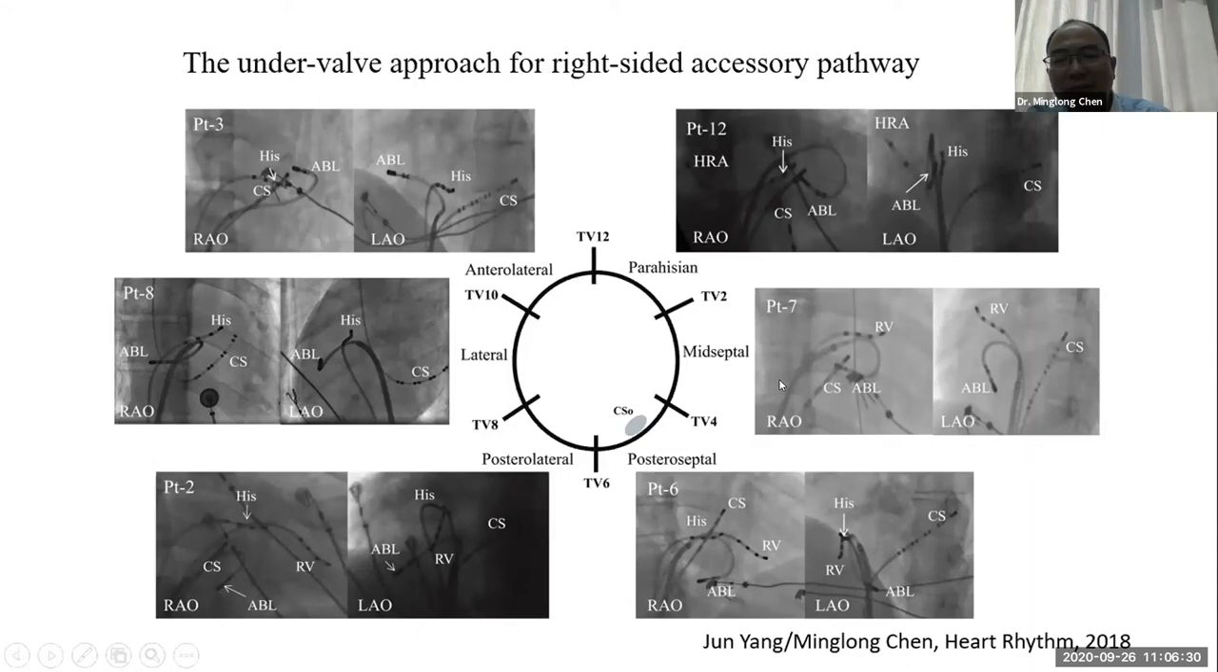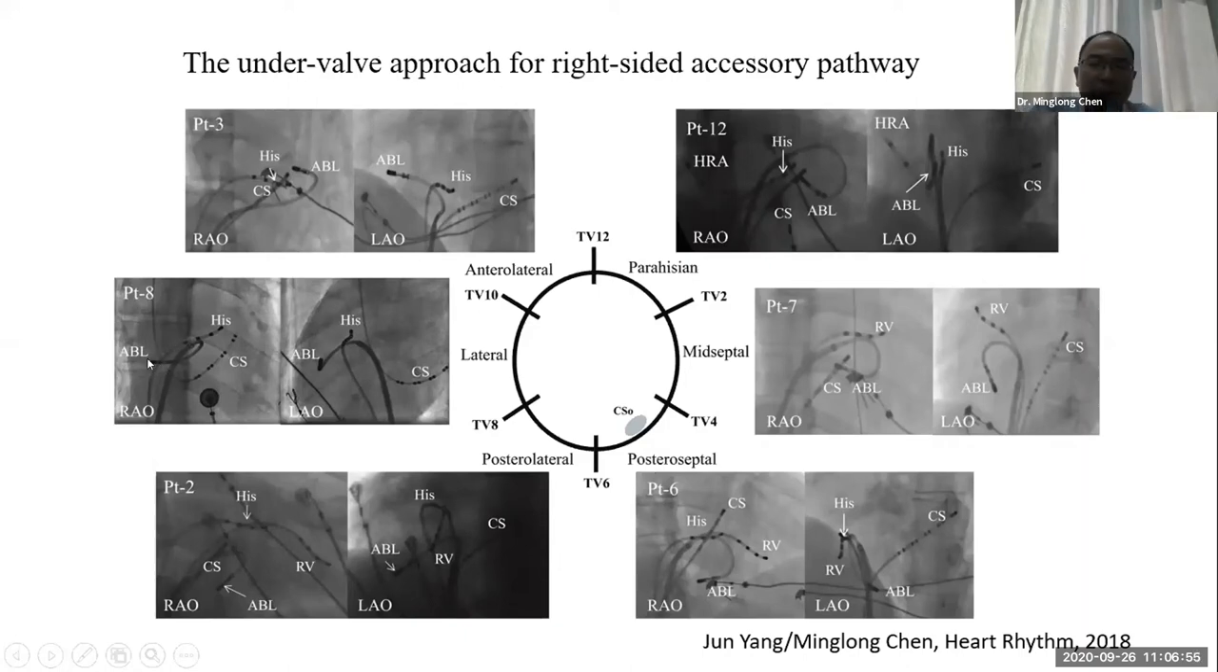Often the first step is to put your deflectable catheter into the right ventricle using your long sheath, and the sheath should be over the TV annulus, and then you curve back. So from different regions, you should have different curves to touch the pathway region.